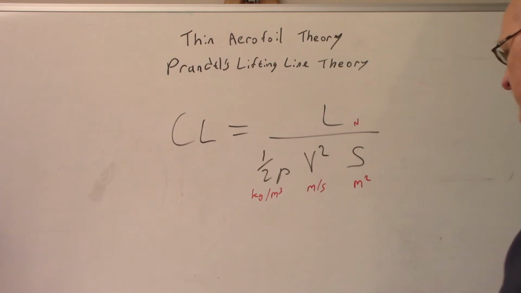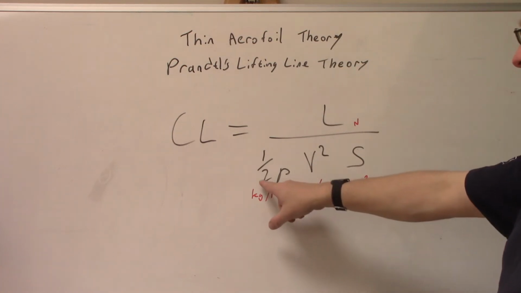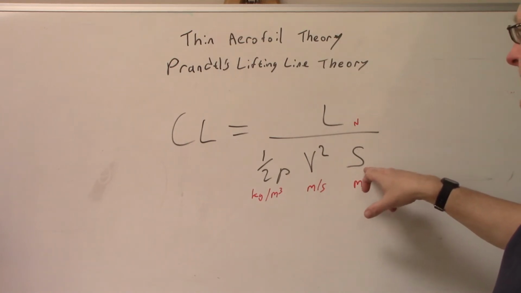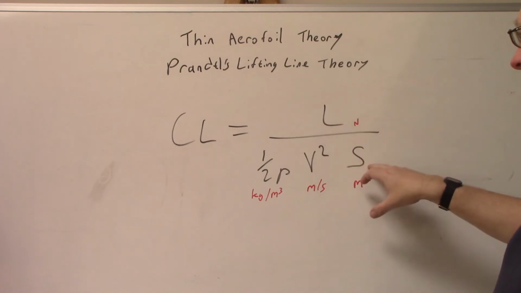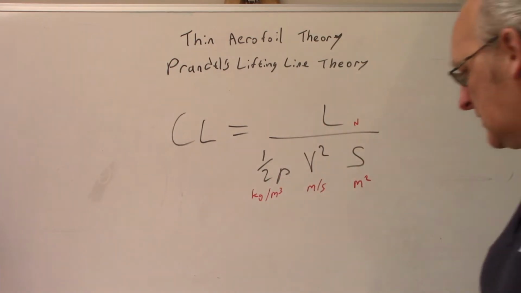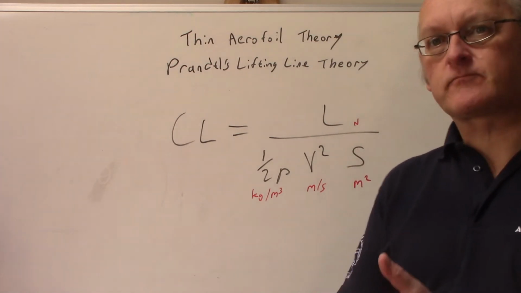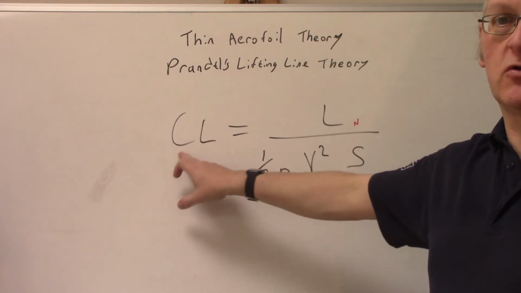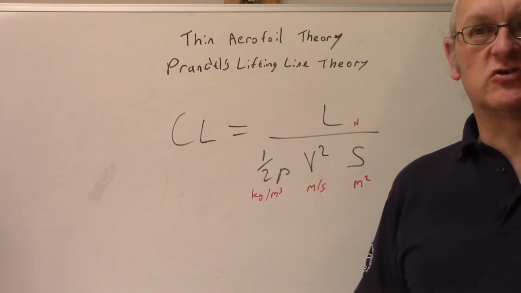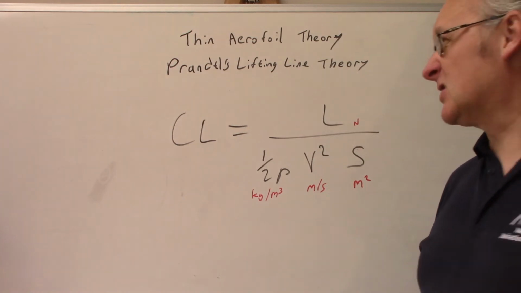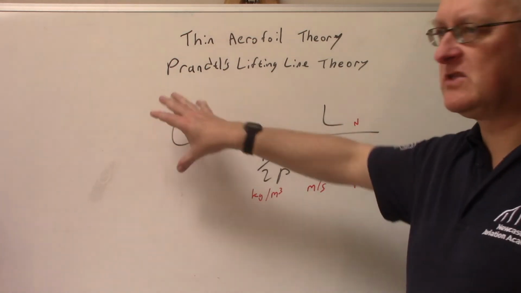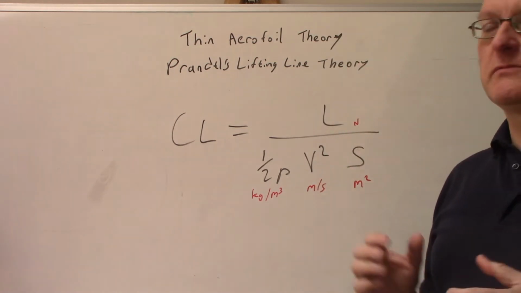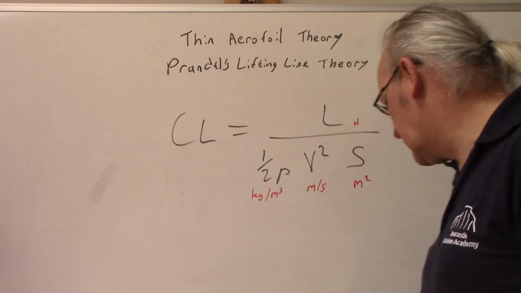Now, your five factors affecting that: you've got density, you've got velocity, you've got the size of the wing, and then you've got the lift itself. So you're missing two more factors, and that is the angle of attack and the shape of the wing. The angle of attack and the shape of the wing kind of determine the coefficient. There are lots of other things in there, like Reynolds numbers and how slippy the wing is, and people ask me all the time about Reynolds numbers.